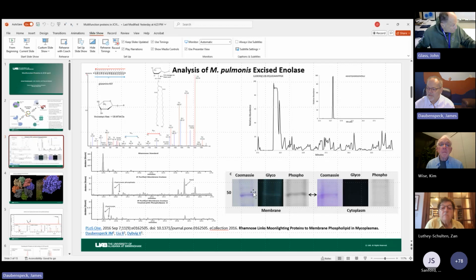Okay. This is immunopurified enolase from Mycoplasma pulmonis in this SDS-PAGE right here. This is from the membrane. This is from the cytoplasm. You can see that the Coomassie stains, glycostains, phosphostains, and then that's knocked out in the cytoplasm.